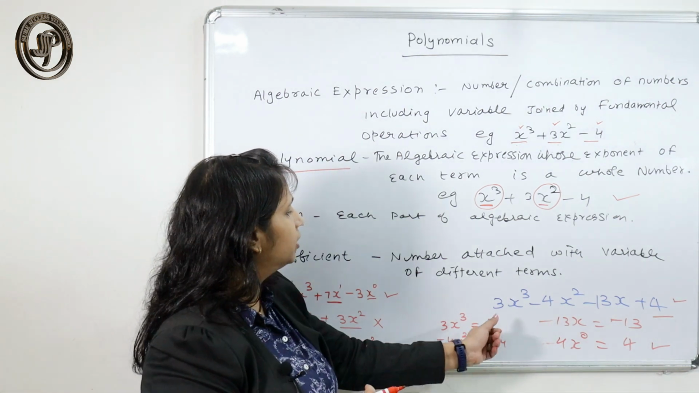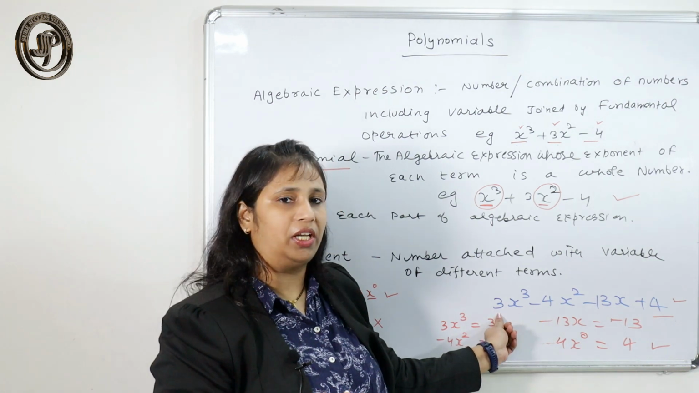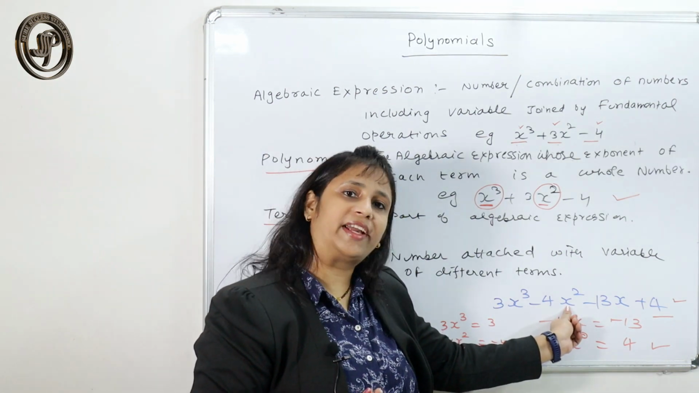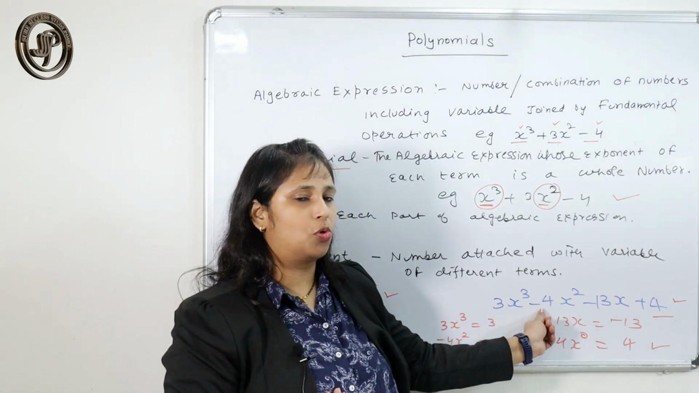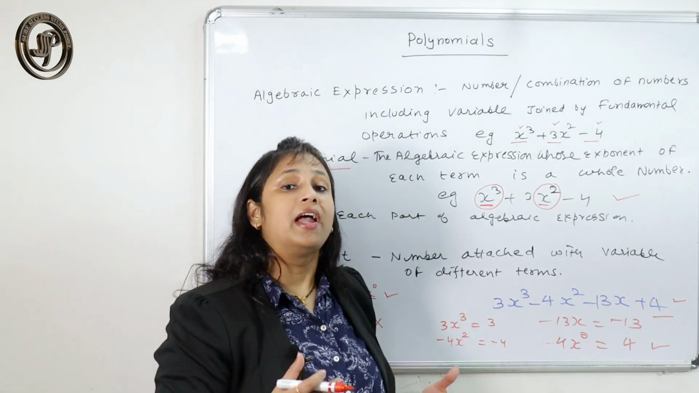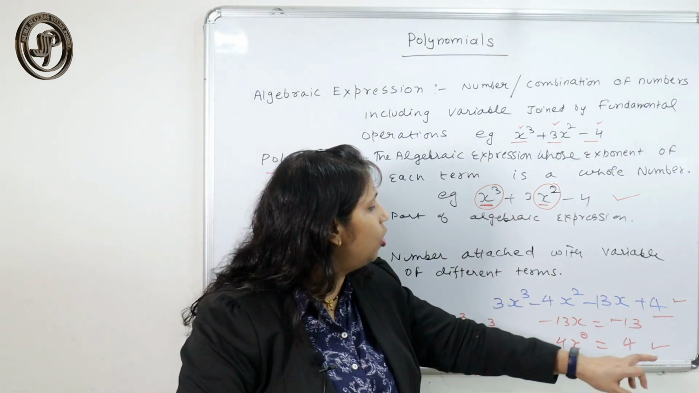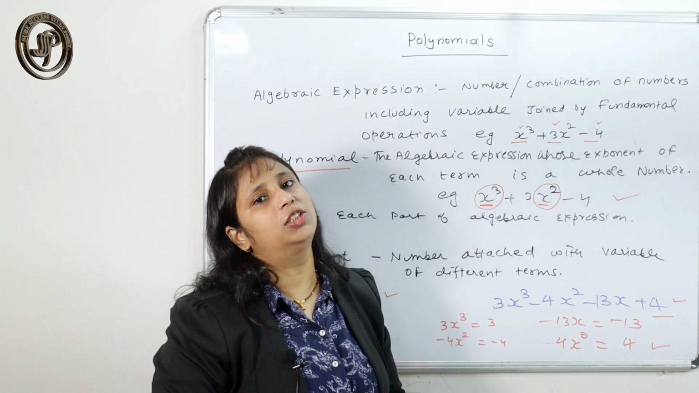If it is asked what is the coefficient of x cube, you will say 3. What is the coefficient of x square? Minus 4. What is the coefficient of x? Minus 13. And what is the coefficient of x raised to power 0? Then you will say it is 4.